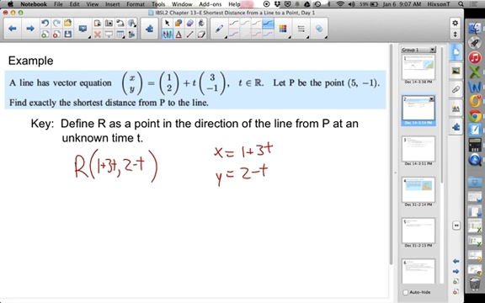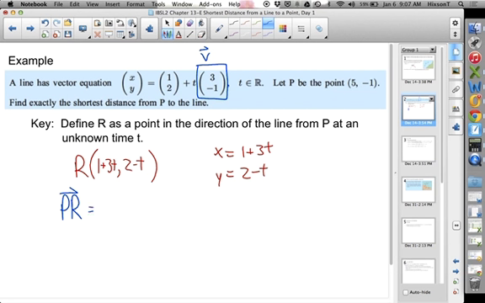Now the reason why I want to do that is because I know my velocity right here is the vector (3, -1). I want vector PR so that I can then find a dot product, set that dot product equal to 0, and then that will help me solve for t. Okay, what t will make that dot product equal 0? So let's look at this whole process.